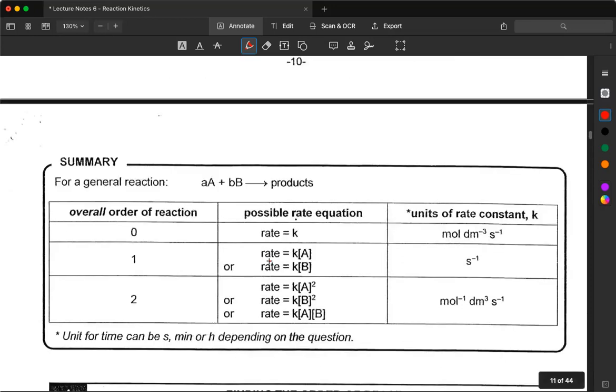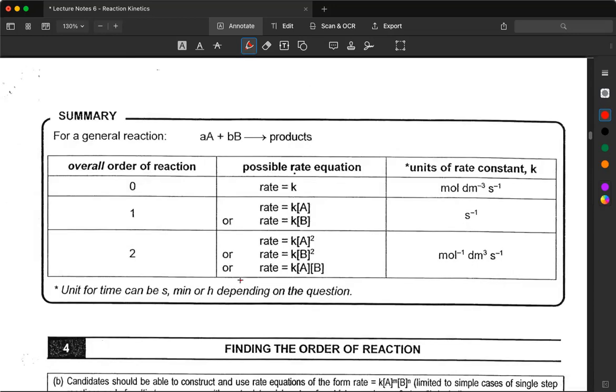So this is a summary. You just read through yourself. It's a summary of what we have gone through.